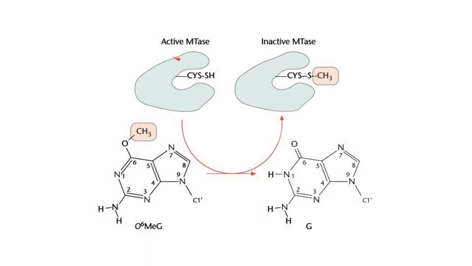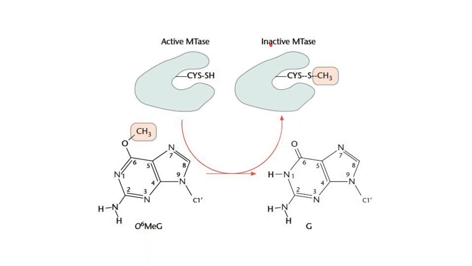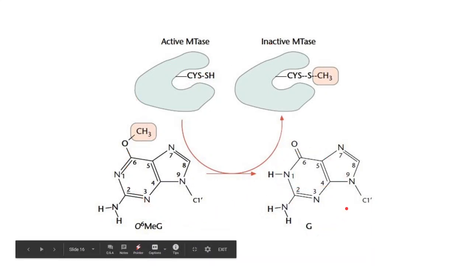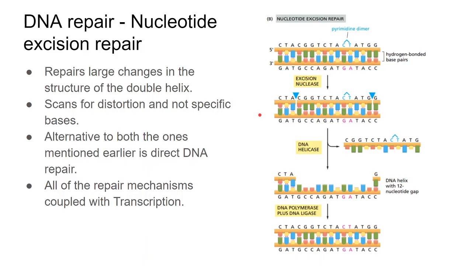So you have an active methylase. MTAs is a methylase. It has a cysteine, and this methyl group is transferred here. So this guanine is repaired, but this enzyme is now inactive. So this is a sort of sacrificial way of repairing DNA damage, because the DNA has been restored, but the enzyme is now inactive because of the methylation. So it's kind of sacrificial.